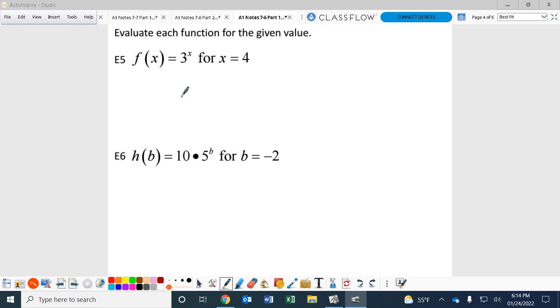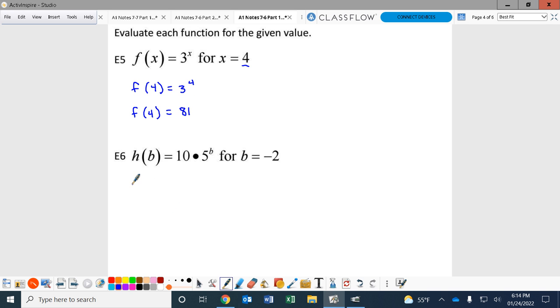Let's see. So this is evaluating like you've been doing for anything else. You're just going to plug in the value of 4 here. So f of 4 is going to be equal to 3 to the 4th. That's just going to be work on the calculator. To type this, it would be 3 power button 4 equals. That should give you 81.